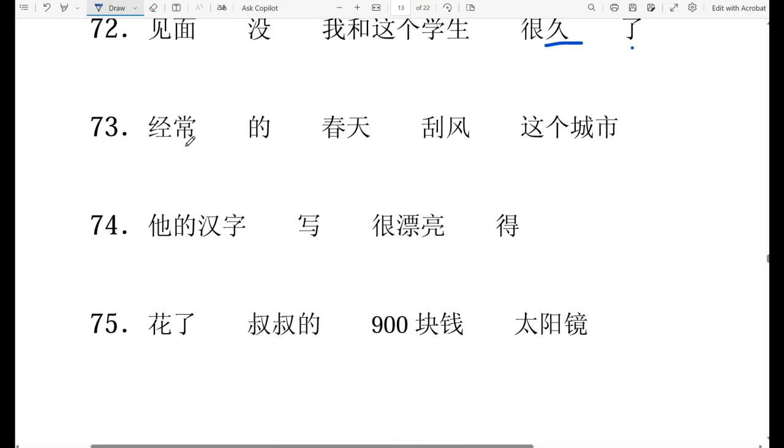Then we have 的, 春天, so spring. 刮风, it literally means to blow wind. It is a verb. And then we have 这个城市, this city. So again, we have two possible subjects, either 这个城市 or 春天, because they both are nouns. So let's start from pairing up the adverb with the verb. 经常,刮风. Those two will be connected.